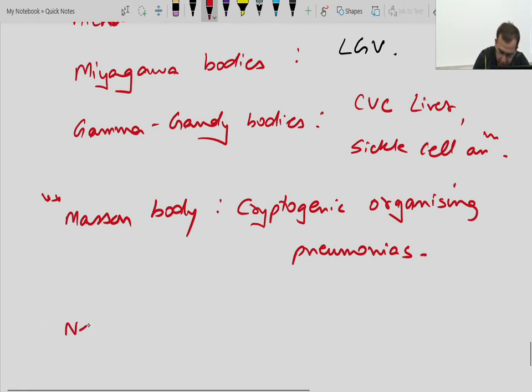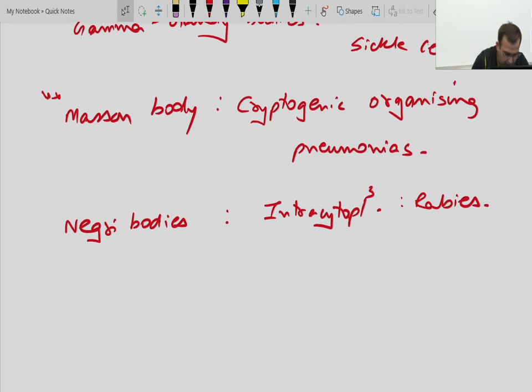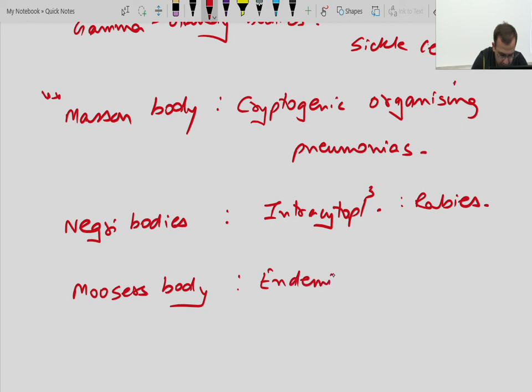Next, Negri bodies. These are intracytoplasmic bodies seen in rabies. Next are the Mooser bodies, seen in endemic typhus.